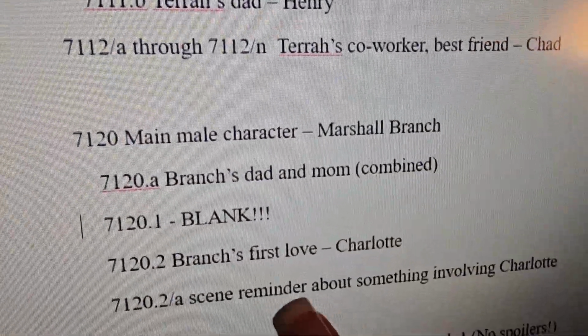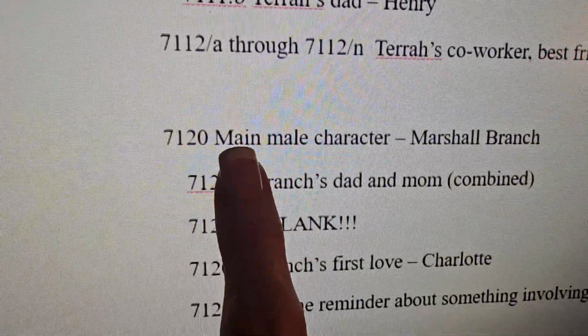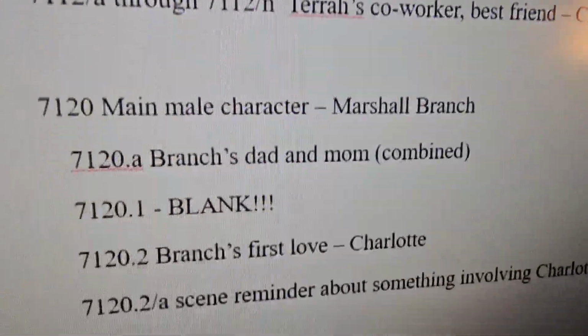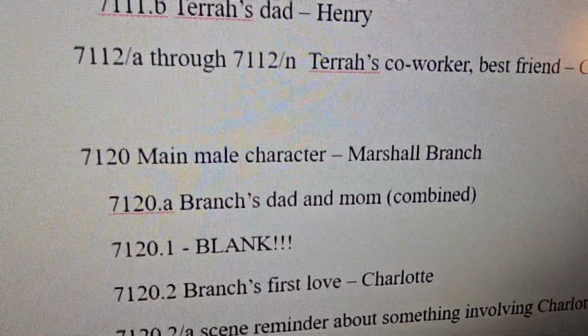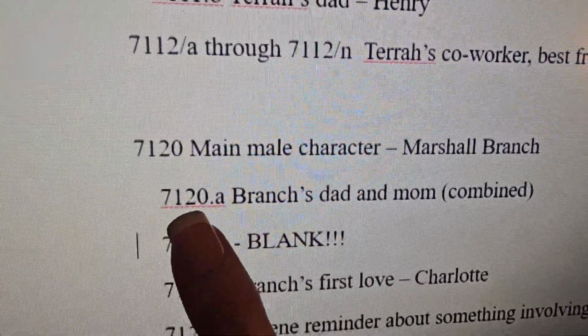Now let's look at my male character. Because Tara is 7110, I gave my main male character 7120. So see how I just spread those out in increments of 10? That's my logic. That works for me, makes sense to me, so that's what I did.